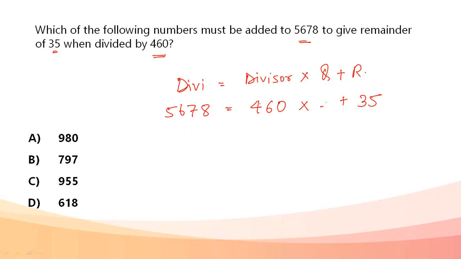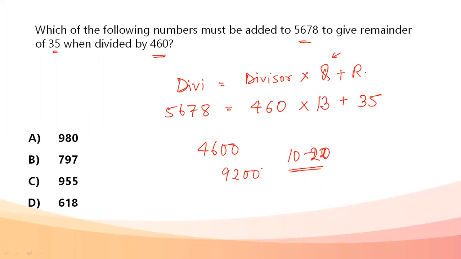Now see, 460 into something plus 35. Obviously this number is greater than 4600, that is 460 into 10. So it will go by hit and trial, and we'll say the quotient is something greater than 10. Maybe it can be 11, 12, 13. But obviously the number is less than 9200, so the quotient is going to be somewhere between 10 and 20 only. Okay, so let's go for the first number.